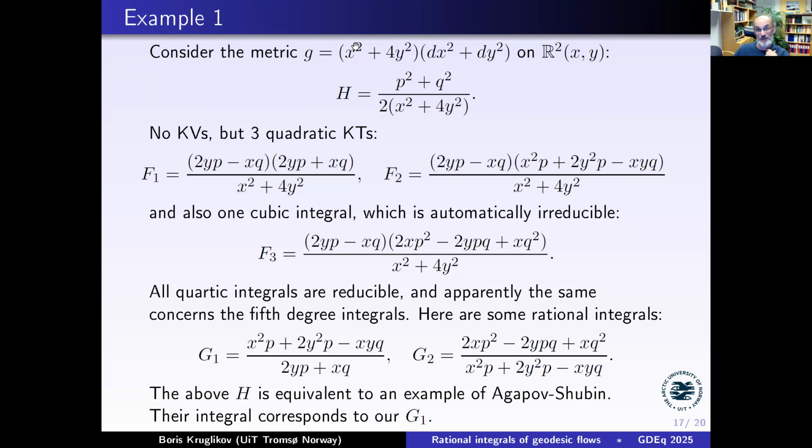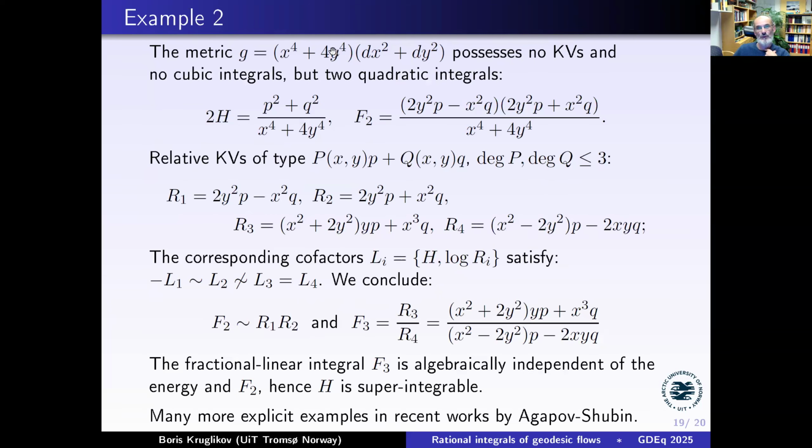Okay, so let's change degrees here. Okay, x power 4, y power 4, but keep the same factor for that. It was also considered by a couple of sugar. So this metric, it possesses no Killing vectors and now no cubic integrals. Okay, so we raise the degree of this conformal factor. Of course, there was no Killing vectors before. There's no here. That's not surprising. But cubic integrals is gone, and number of quadratic integrals also becomes less. Okay, so still Hamiltonian, which trivial quadratic integral, and only one here.